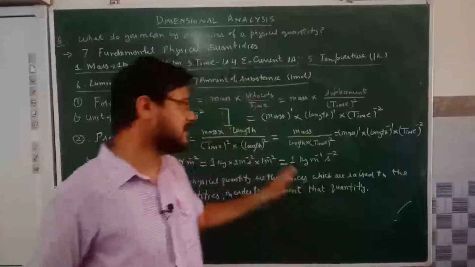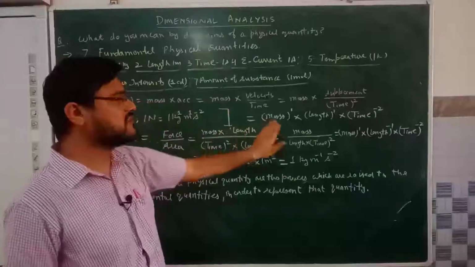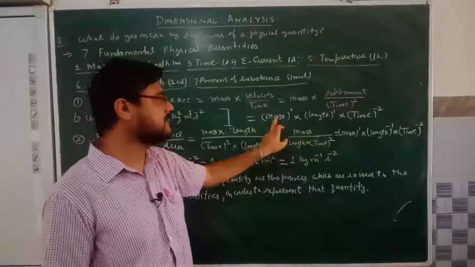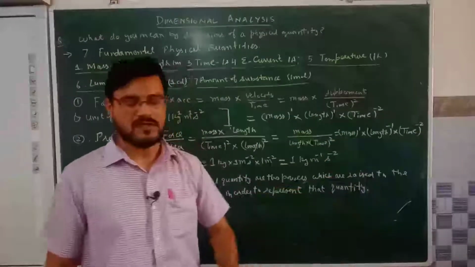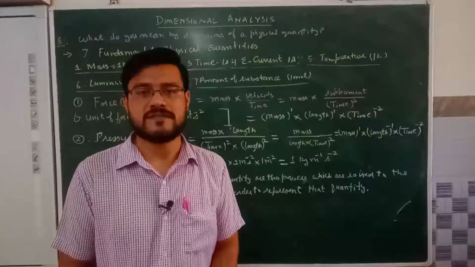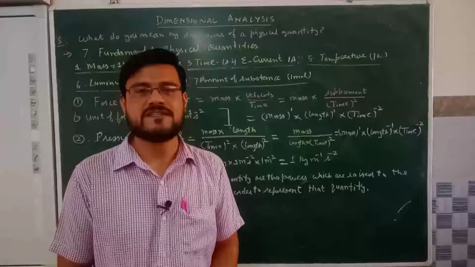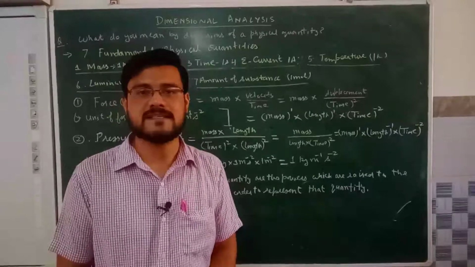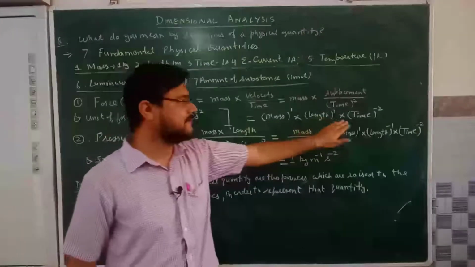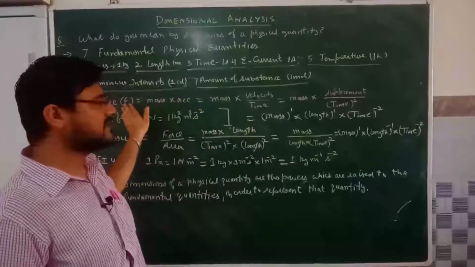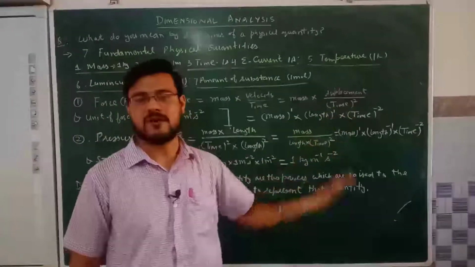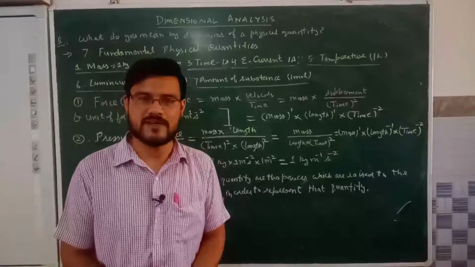For example, in this example of force, when force is decomposed in terms of fundamental quantities, we get only 3 fundamental physical quantities: mass, length and time. So the first important thing about the dimensions is that they tell us which of the 7 fundamental physical quantities make up a given derived physical quantity. So in this case, mass, length and time are appearing. This means that force, the derived physical quantity, depends only upon mass, length and time and not on the rest of the 4 other fundamental quantities.